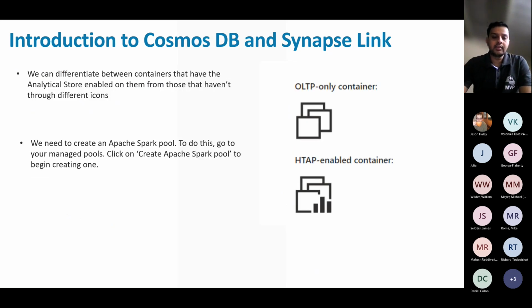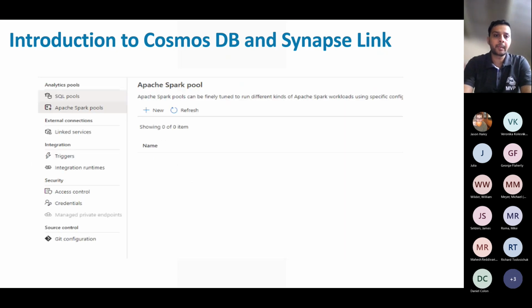Now, as we discussed, we have different types of containers, right? When we enable Synapse Link for Cosmos DB, we can differentiate between these two containers, the analytical store and the transactional store. For the transactional store, OLTP, we only have the container. For the analytical store, we need to create an Apache Spark pool, and to do this, we have to create a managed pool. So first of all, we have to create an Apache Spark pool in the Synapse workspace.